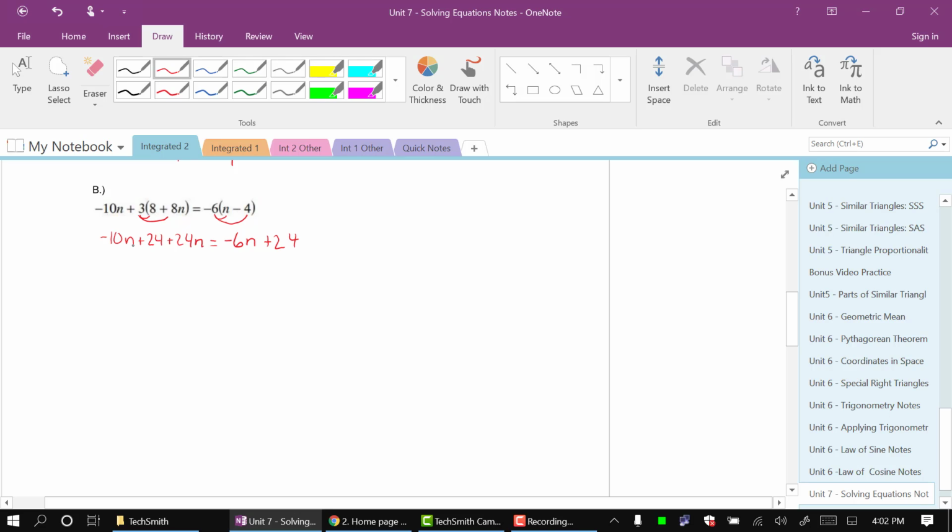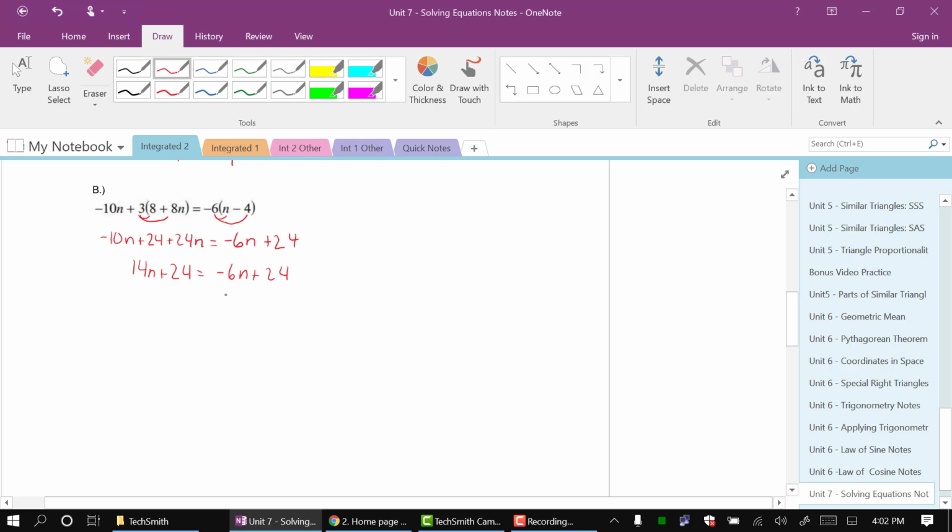So if I collect my like terms together, I have the -10n and I have a +24n for a total of 14n plus 24 equals, I don't have any like terms over here. I just have the variable term, and this is known as the constant term. So this gives me -6n plus 24. Constant, unit term, both of those work for this number. Now I want to get it so that the variable is on one side.